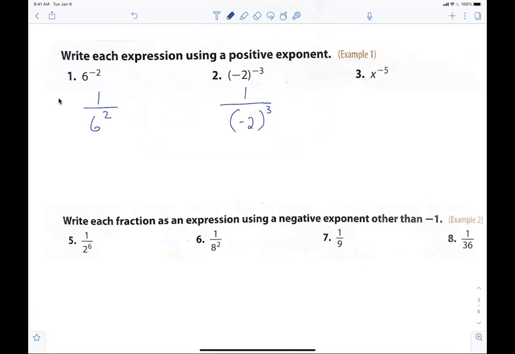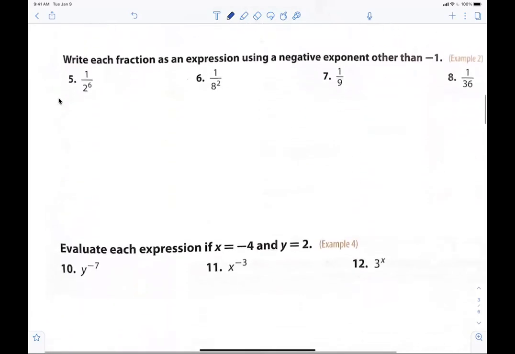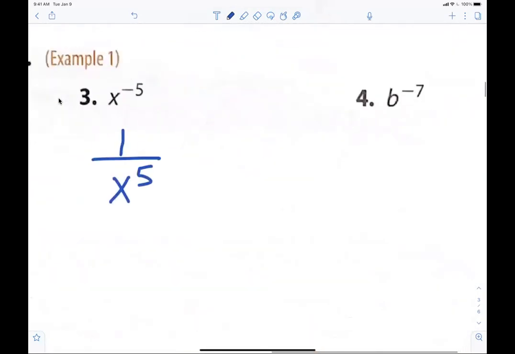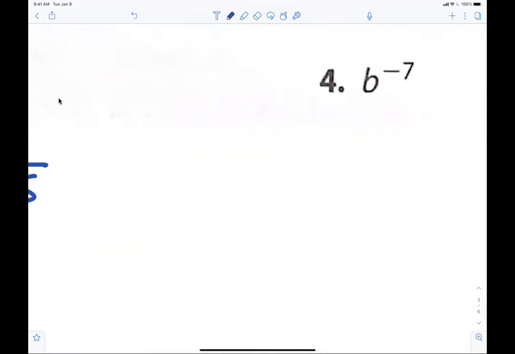Oh, so that would be 1/x². That's how easy it is. Very, very simple. Okay, now, Mikey, you want a negative exponent. Skip. Oh, just skip 4. I'm so sorry. Mikey, tell me what number 4 is. 1/b to the 7th.